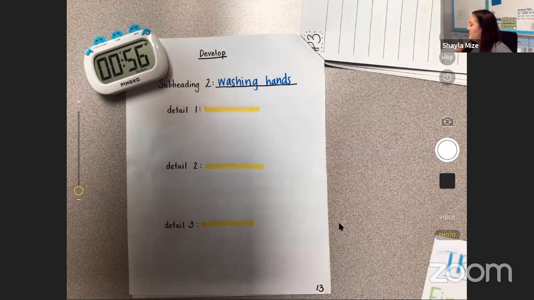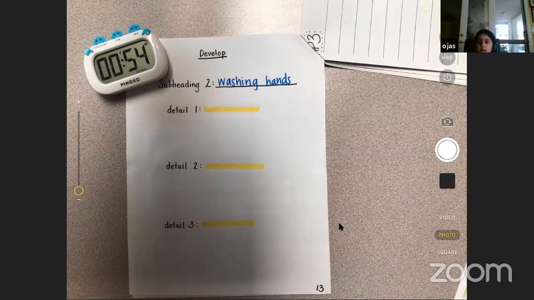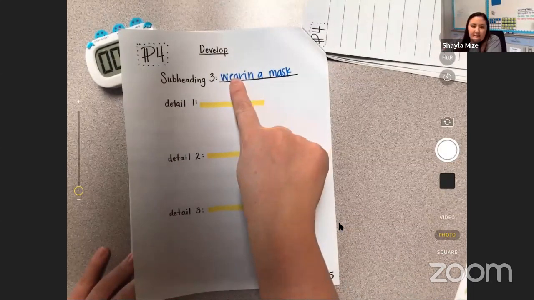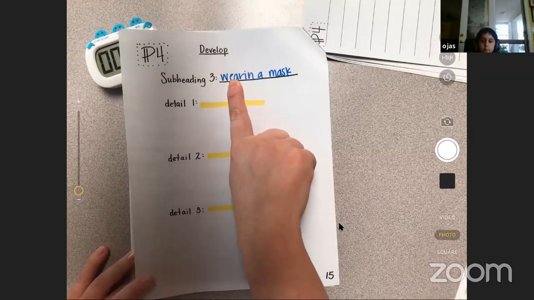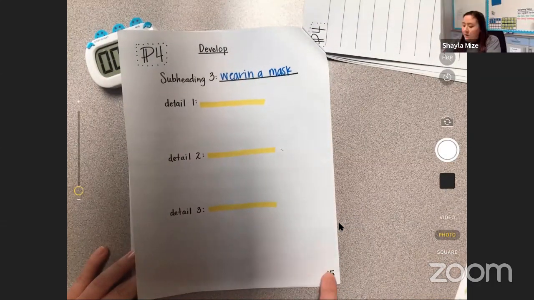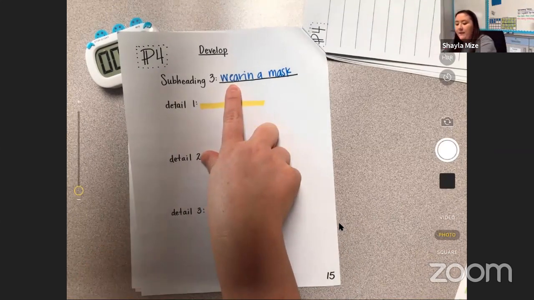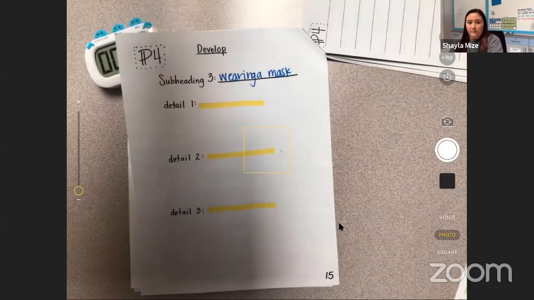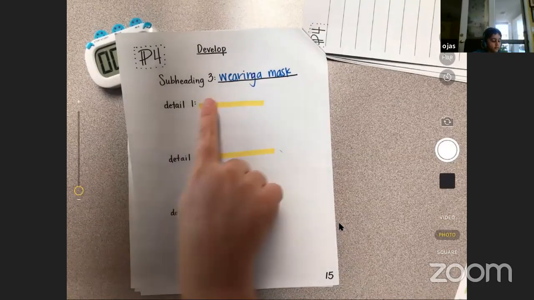Okay. Miss Mize, yes, Ojas. I'm done with page 13. Okay, you need to do all the pages so that all 3 of yours have subheadings. So do I have to do page 15 too? Yes, I want you to write your subheading for your number 3 as well. Okay. And then put your highlighter marks.